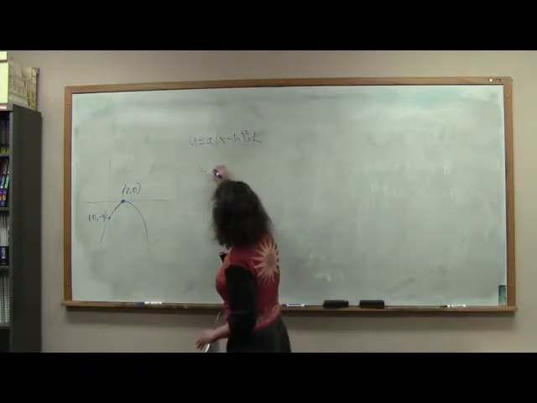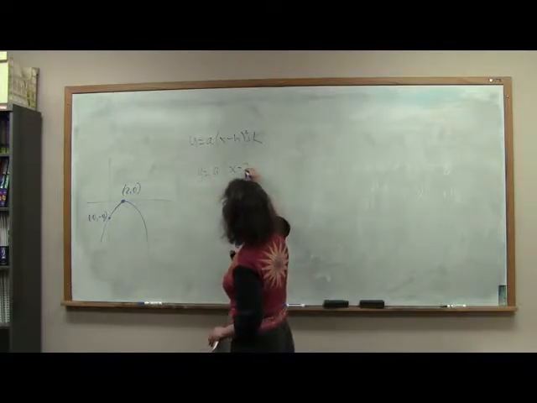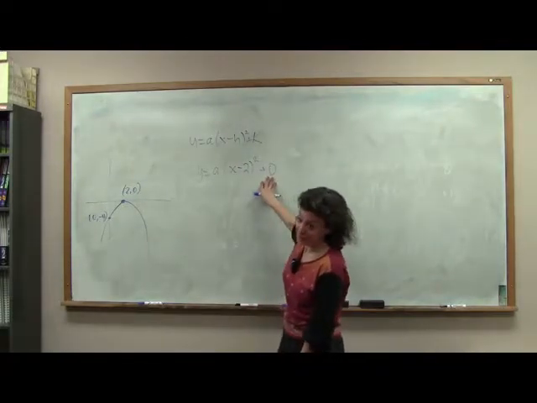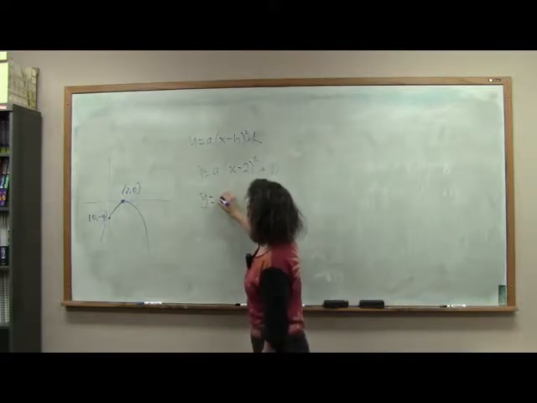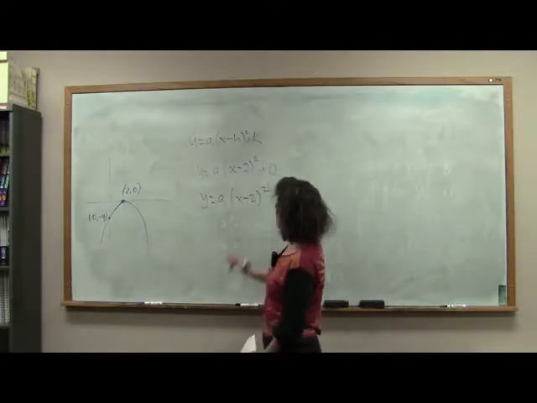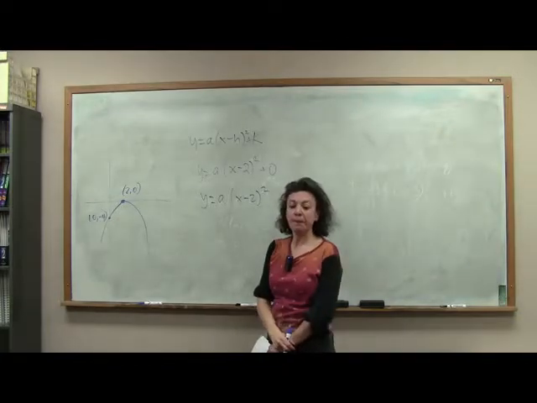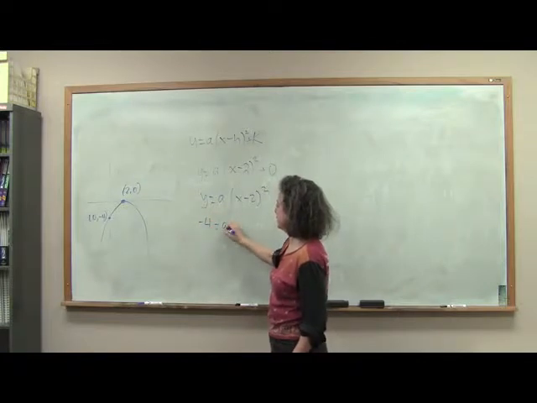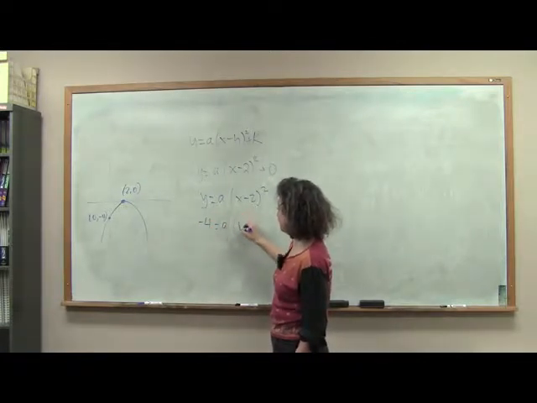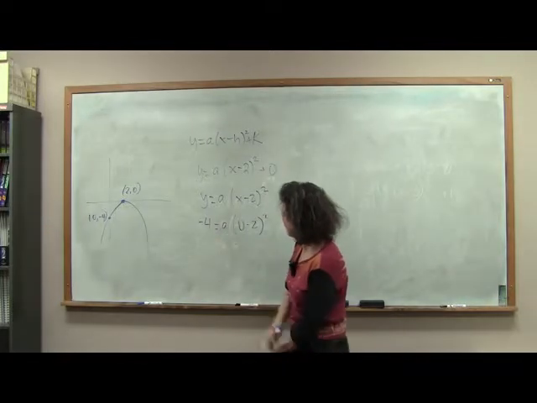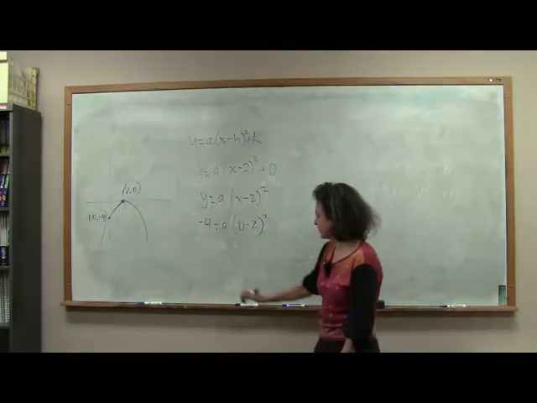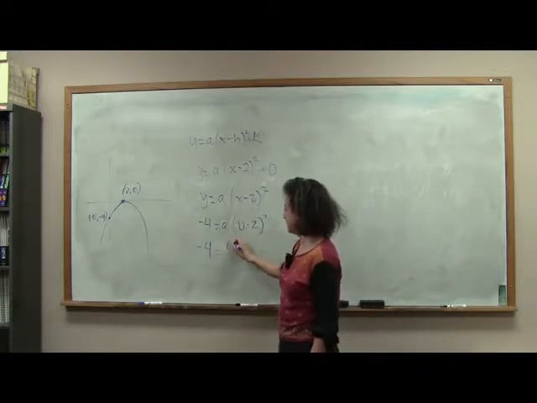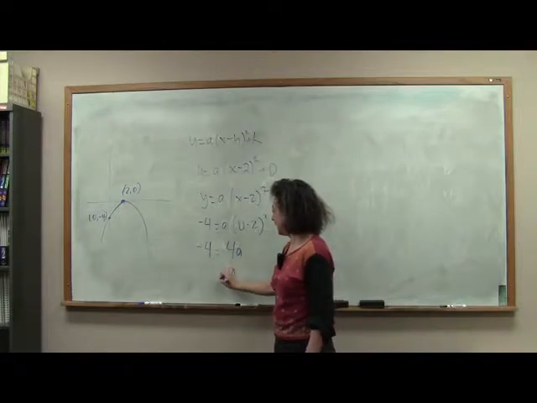We have y equals a times x minus 2 squared plus 0. Now, am I going to keep this plus 0? No. So right now we have a times x minus 2 quantity squared. Okay, to find our value of a, I plug in the ordered pair 0, negative 4. In other words, when x is 0, our function value is negative 4. So I get negative 4. Well, negative 2 squared is 4 times a is 4a. I'm going to get a to be negative 1.